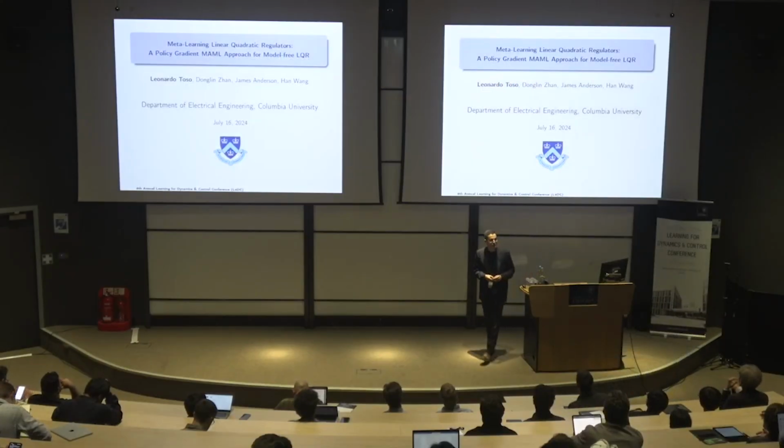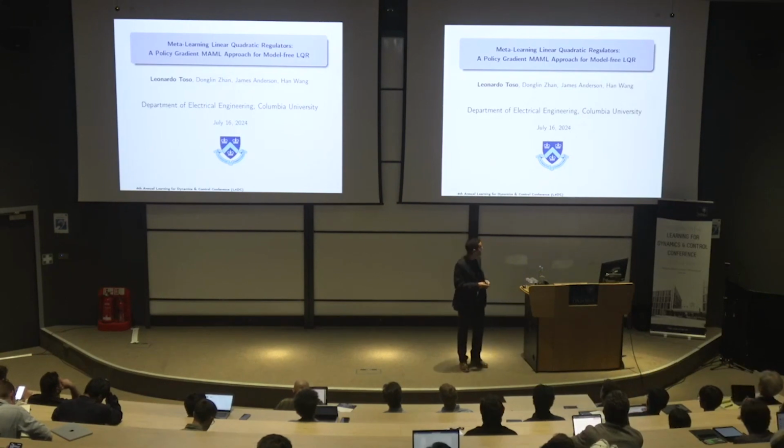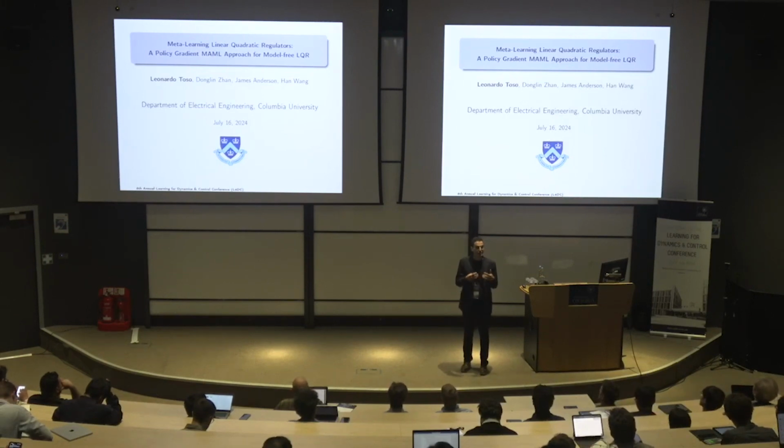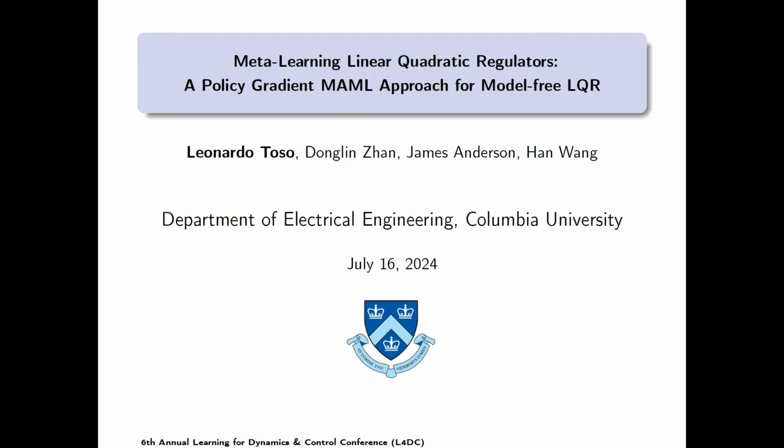Hello, everyone. Today I'll be talking about meta-learning for control. So meta-learning, in particular model-agnostic meta-learning, has shown to be efficient for many fields of application. For example, reinforcement learning. And in this work, we try to understand whether or not meta-learning is the correct solution for learning controllers that can quickly adapt to unseen tasks for the model-free LQR problem.